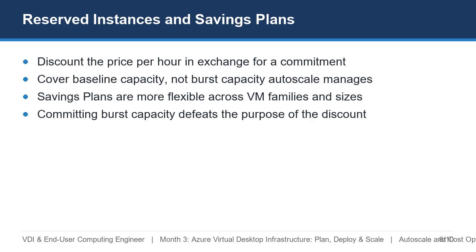Where autoscale reduces how much you run, reserved instances and Azure savings plans reduce the price of whatever you do run, in exchange for a 1 or 3 year commitment. Cover your baseline capacity, the minimum hosts running even at off-peak, with a reservation or savings plan, and leave burst capacity on demand, since that's exactly the capacity autoscale is scaling up and down. Committing a reservation to capacity that isn't always running just wastes the discount.